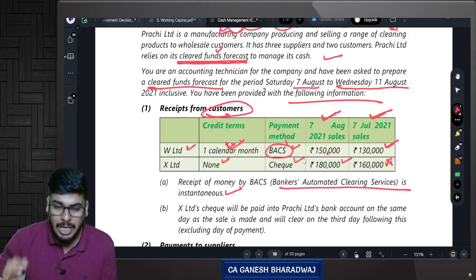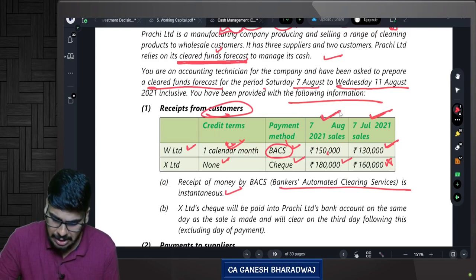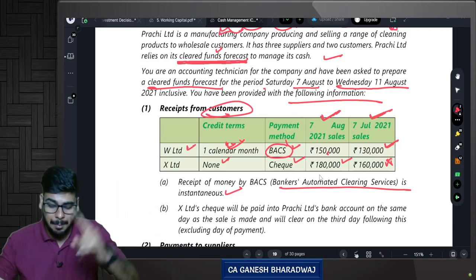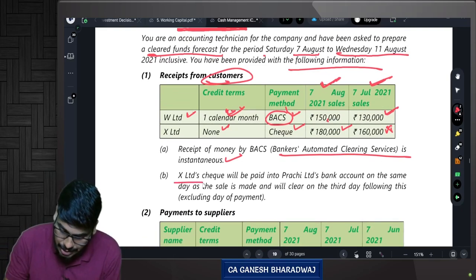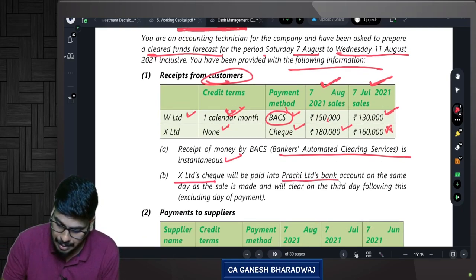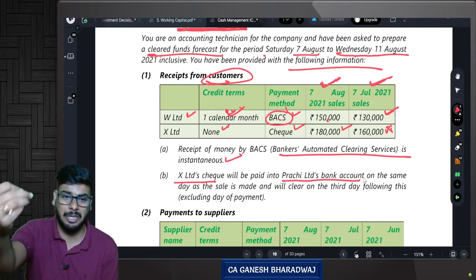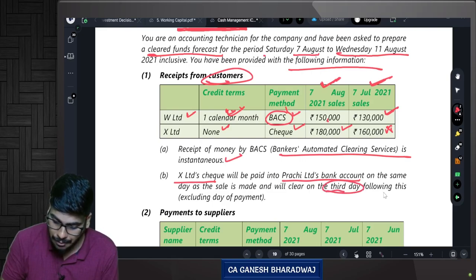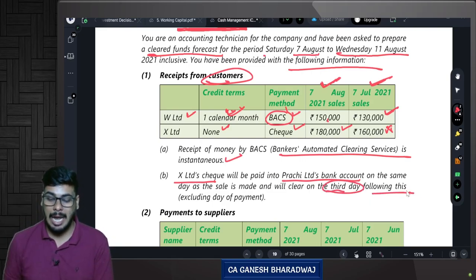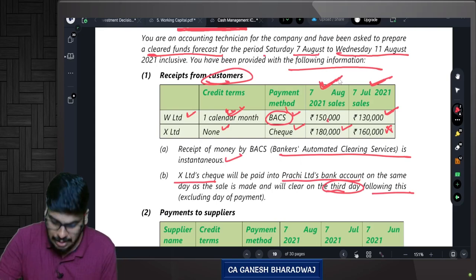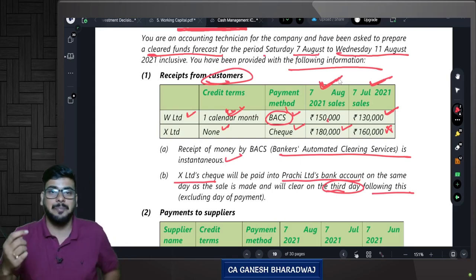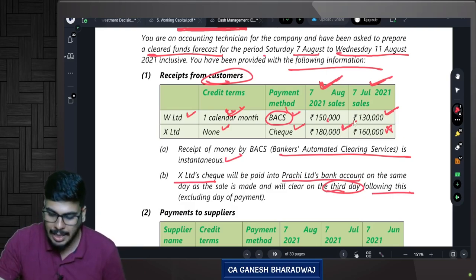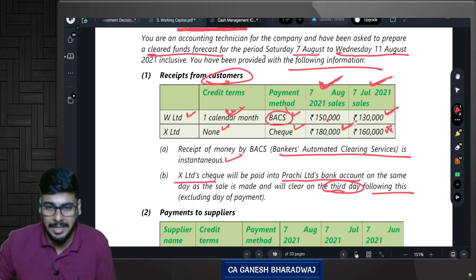Now, if I am making the sale on 7th August itself, X Limited is giving me the check. Are you clear with this? But wait, what happens here? X Limited's check will be paid into Prachi Limited's bank account on the same day. I will deposit the check the same day, but it will clear on the third day following the payment. If they deposit the check on 7th August, leave 7th, 8th, 9th, only on 10th will this 1,80,000 reflect in my bank statement, correct?